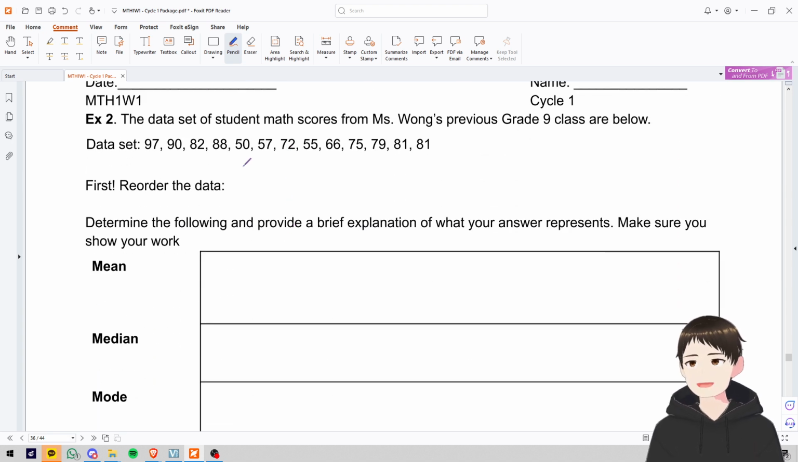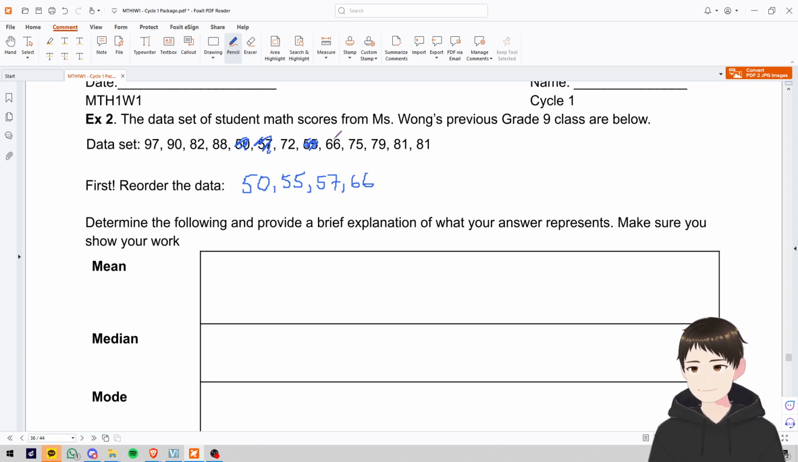The data set of student math scores from Ms. Wong's previous grade 9 class are below. We've got 97, 90, 82, and so on. If you want to analyze and calculate mean, median, mode, it is most efficient to write this in numerical order. A lot of students make careless mistakes because they forget a number. I recommend writing the number and then crossing it out, and then find the next smallest number, crossing it out. Find the next smallest number, cross it out, and repeat.